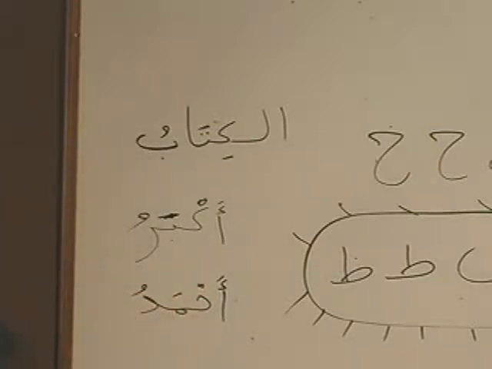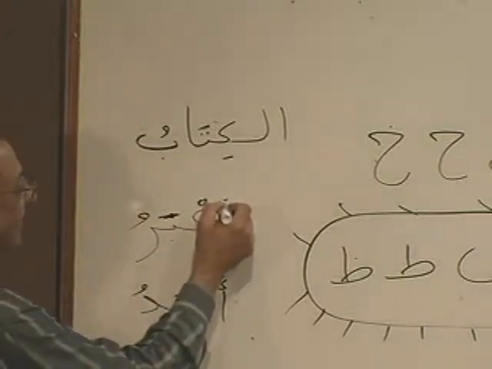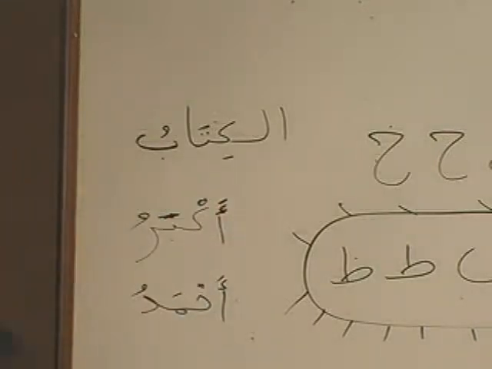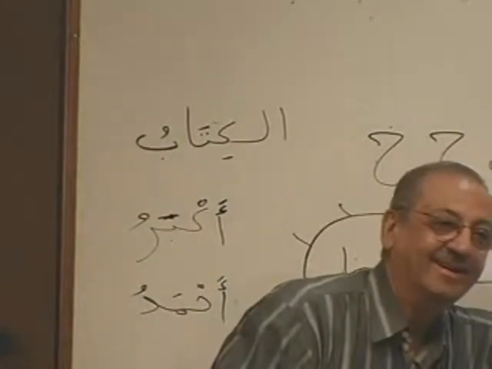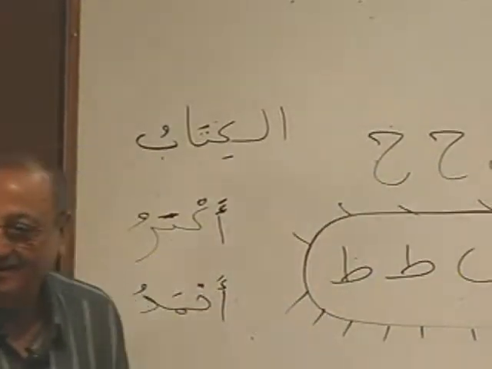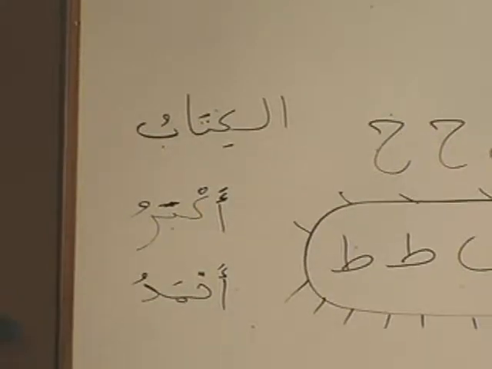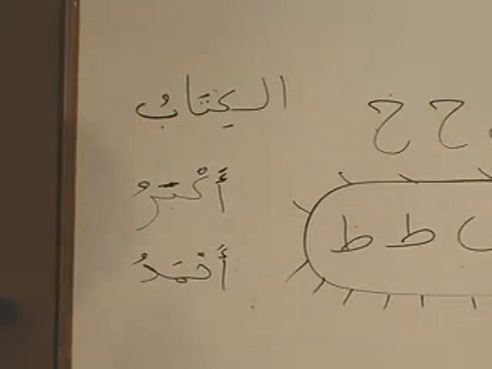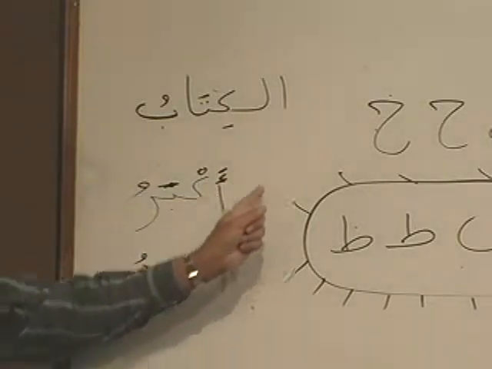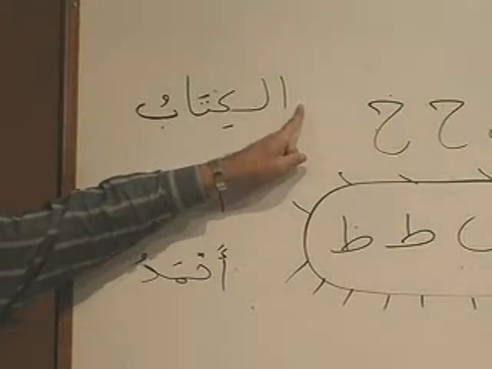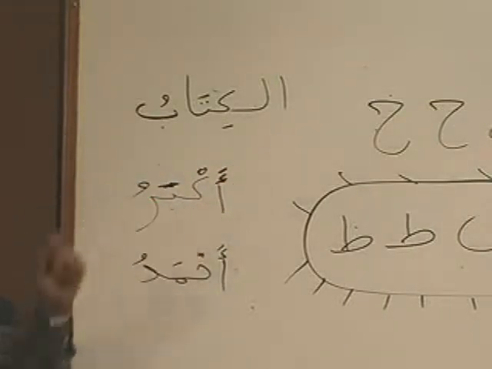What did I write down? Ahmad, do you see I put the thing here? This is the neck of Ayn. What is it? Neck of Ayn. Okay, Hamza is written as a neck of the Ayn. Tell me why I did not put it here and I put it here.